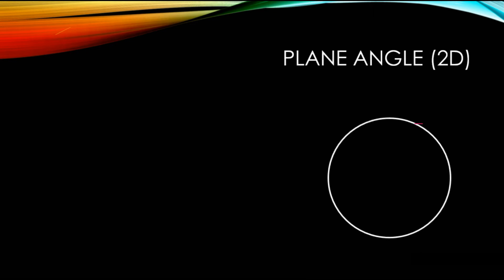Bismillahirrahmanirrahim. Today we will discuss radian and steradian. Radian is the unit of plane angle. Let us have a circle of center C and radius r.